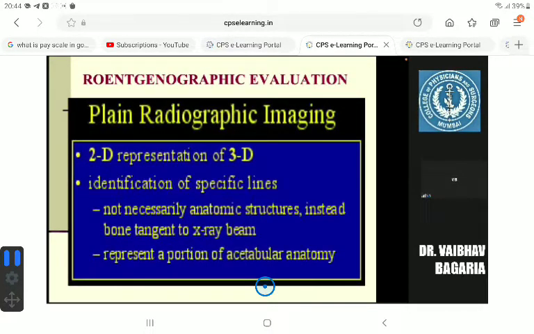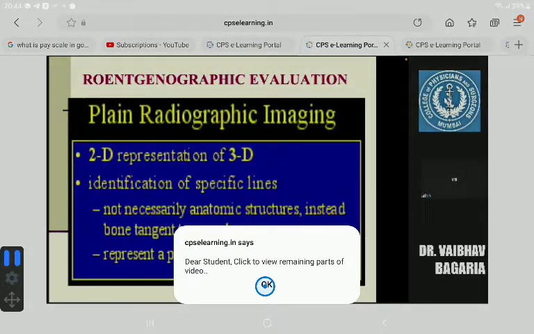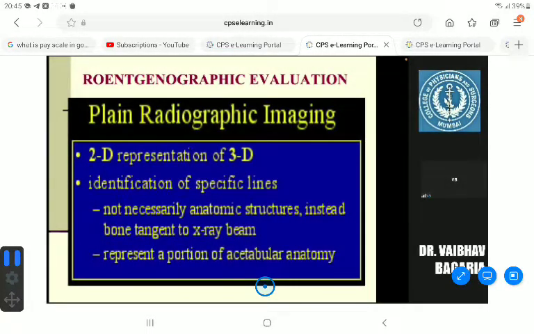Now when we do a plain X-ray, it is basically a 2D representation of a three-dimensional image, and that is why it is important that you identify certain specific lines. They are not necessarily anatomical structures, but they are the projection on an X-ray of certain bony landmarks, and if you study them well, they can tell you a lot of things about the acetabular anatomy.